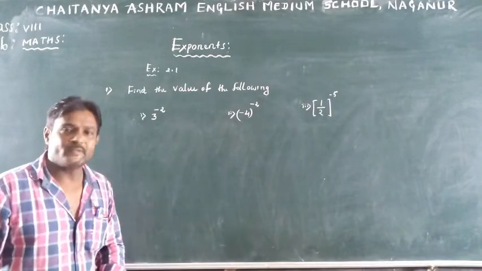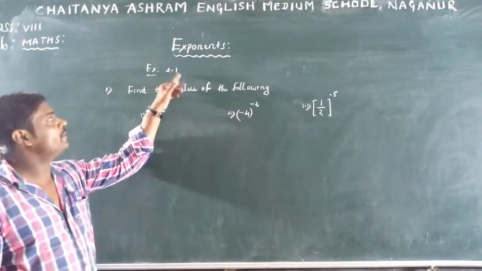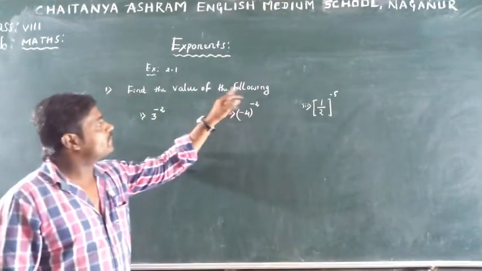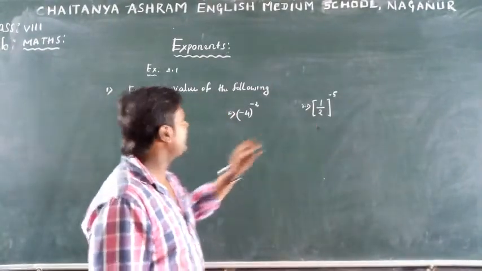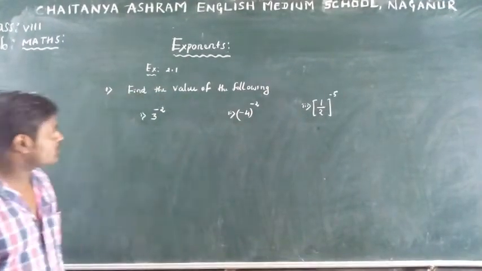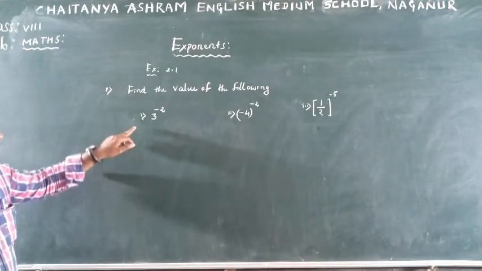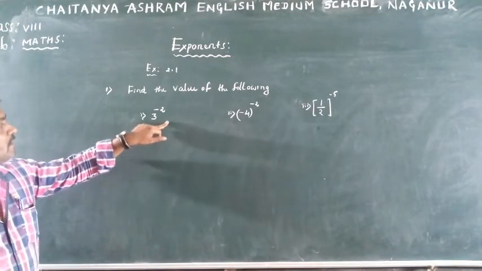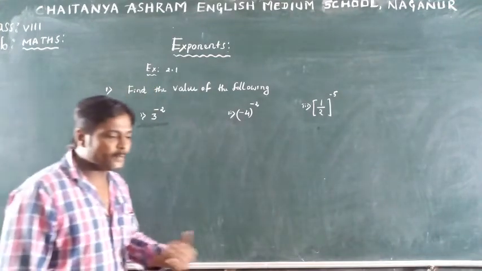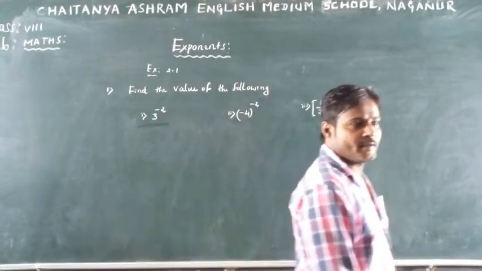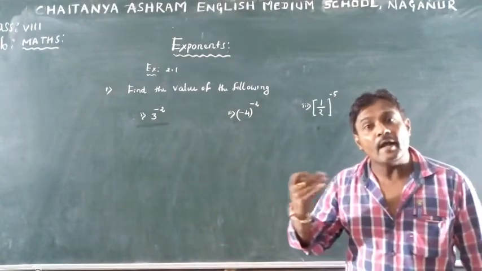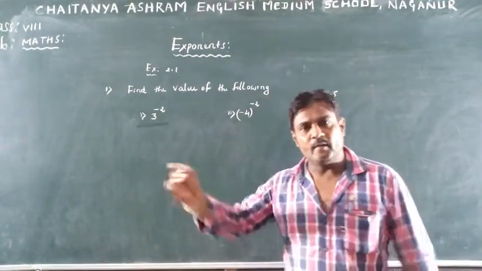So now we shall get into Exercise 2.1. Find the value of the following. We have to find the value of these three exponents. So students, observe the first exponent, observe its power, which is -2. Then tell me which type of exponent it is. Yes, if the power of an exponent is negative, then it is called a negative exponent. That we learnt in our previous video.